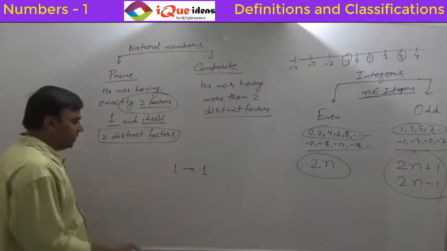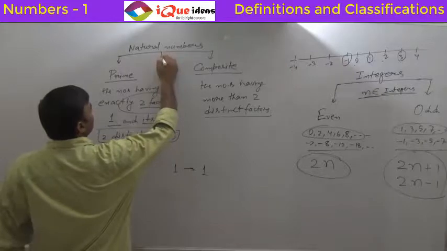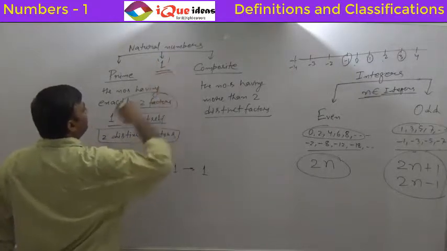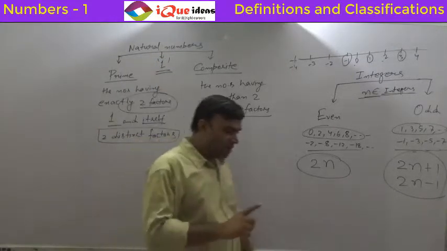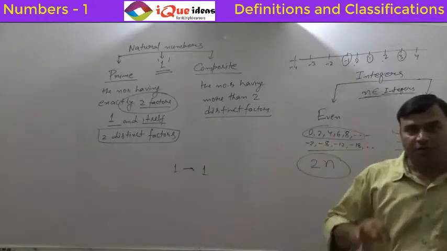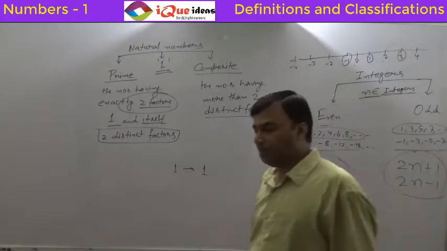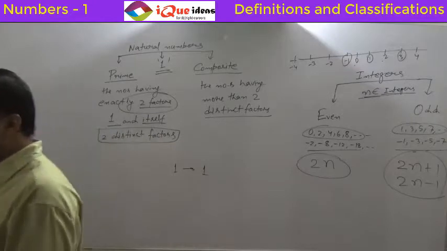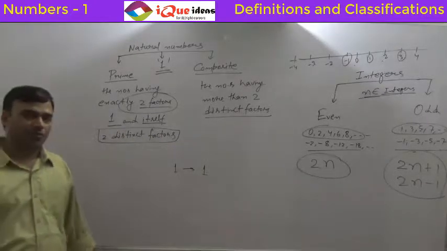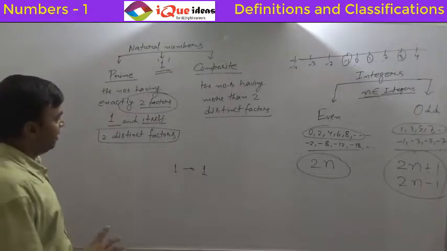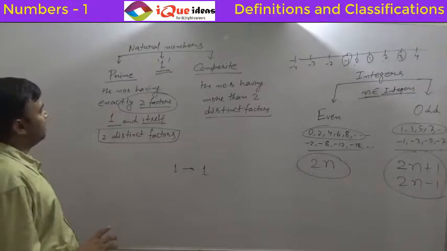So where do we keep 1? 1 is the king of natural numbers. So 1 will be kept here. So remember, 1 is not a prime number. 1 is not a composite number. Right? It is just a non-prime, non-composite natural number. That's it. You have to very carefully understand these facts and memorize them.